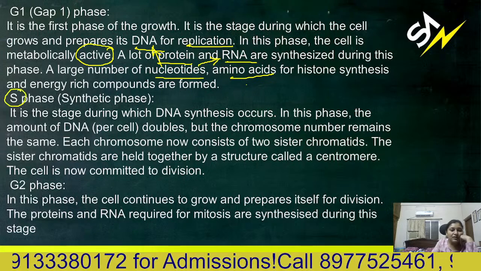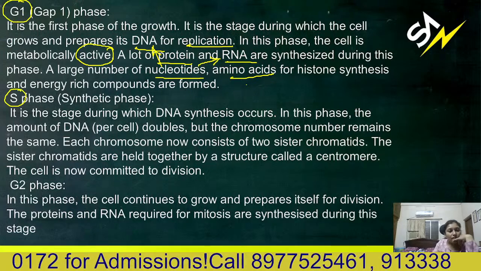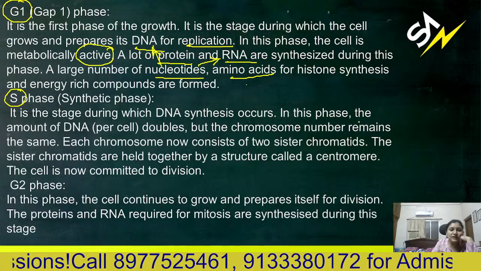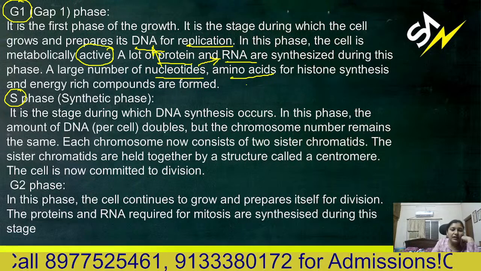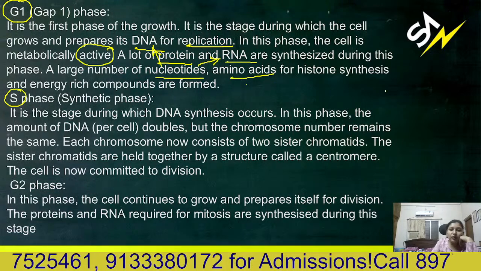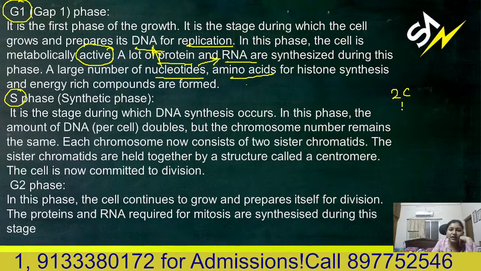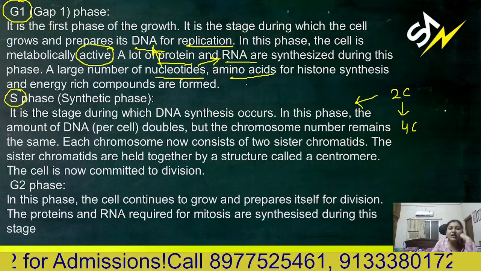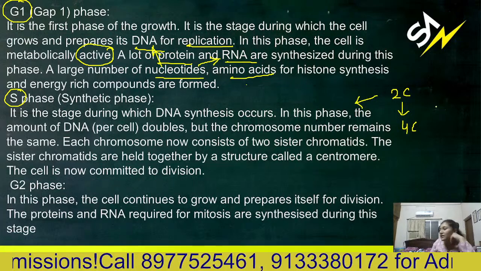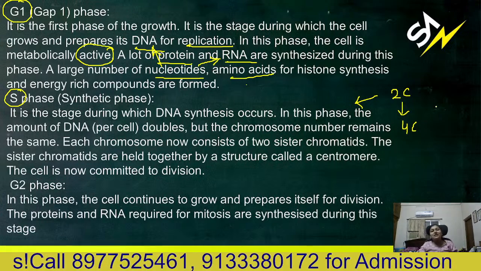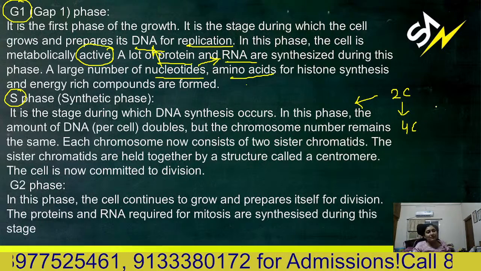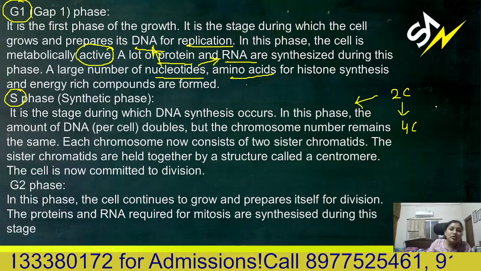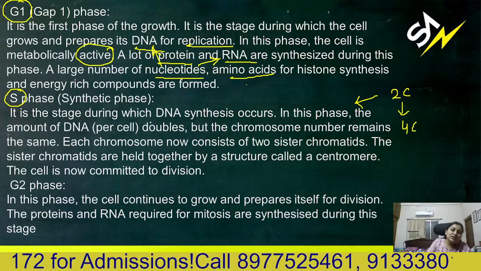Then in S phase, it is the stage during which DNA synthesis occurs. So in this phase, the amount of DNA doubles. For example, if it is 2C amount, then it becomes 4C in S phase. That doesn't mean the number of chromosomes gets doubled. That doesn't mean we have 92 instead of 46 chromosomes. The number of chromosomes remains the same, only the amount of DNA per cell doubles here.